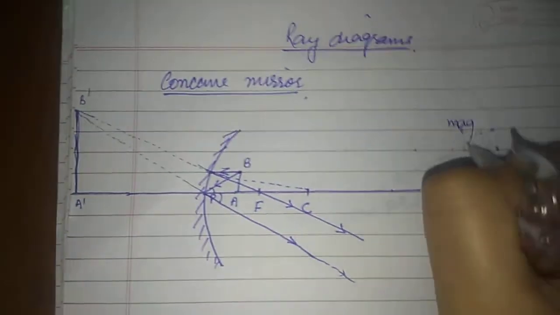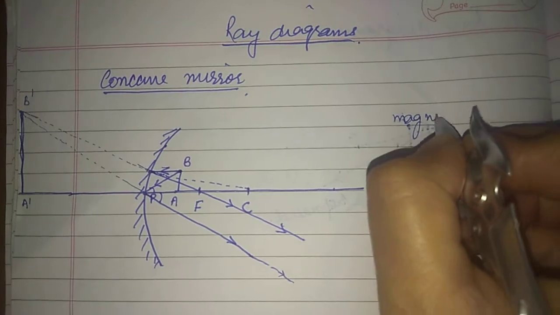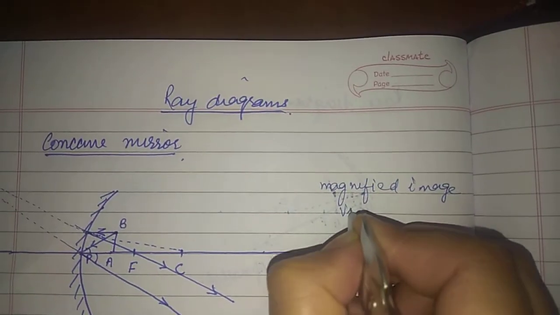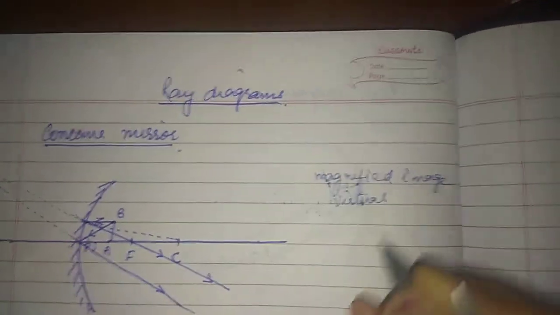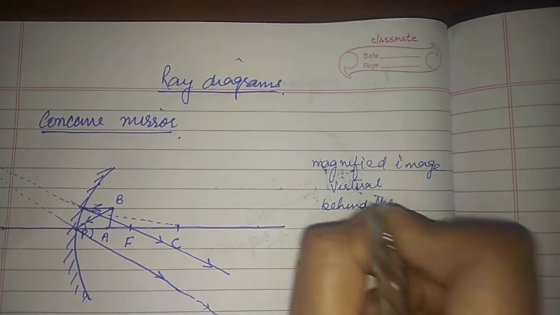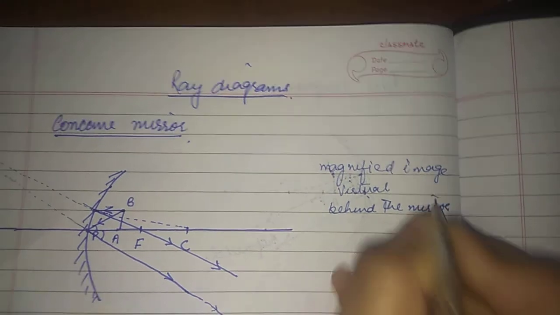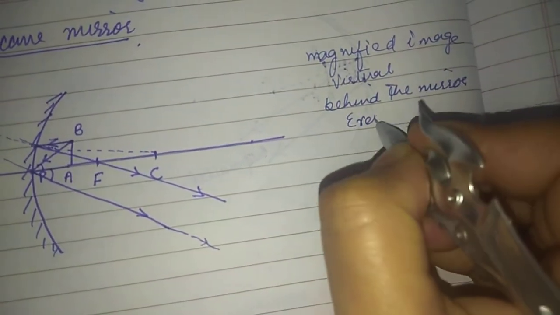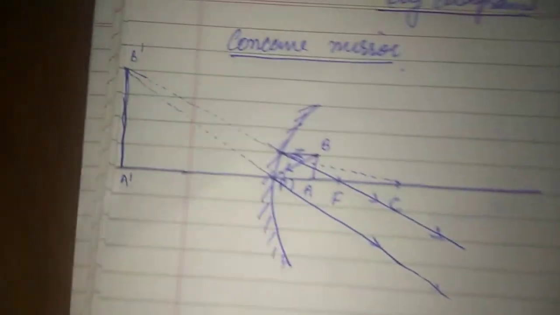So 3 points I'm going to write here for this image. This is a magnified image, this is virtual, and it is behind the mirror. And one more thing, this image is an erect image. So inversion is not there.